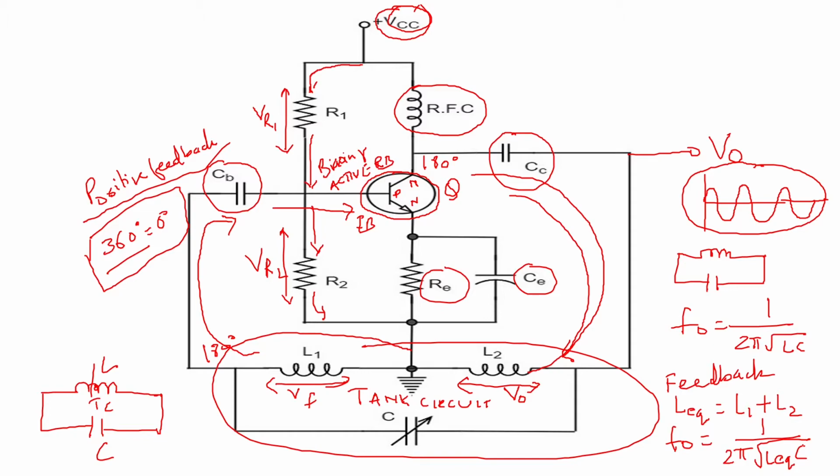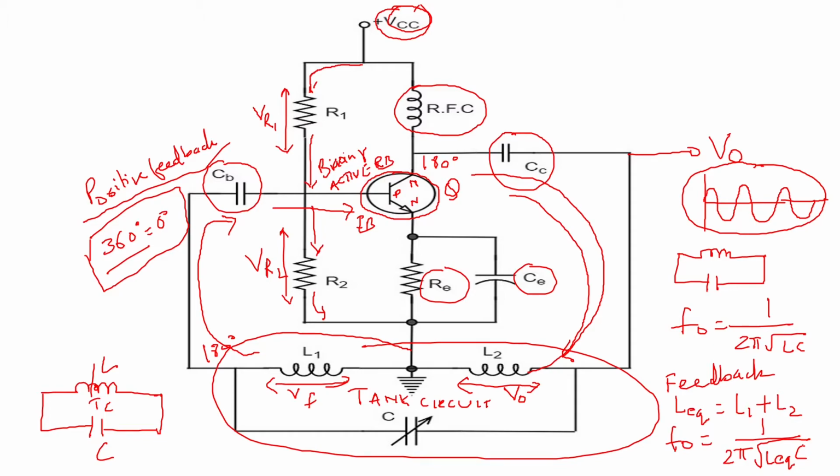Now the only speciality in this is your tank circuit, in which you have L and C. In that, L is split as L1 and L2, and C is in parallel combination with L1 and L2. If you have this type of feedback circuit, then this type of oscillator will be called a Hartley oscillator. So it is a specialty of the Hartley oscillator that the inductance is split into two.